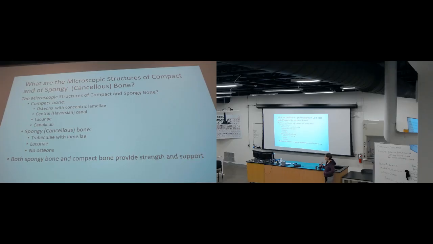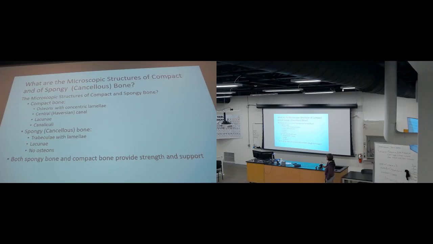And then you also have tiny spaces called canaliculi, through which the cytoplasmic extensions of the osteocytes travel, so that different osteocytes can share nutrients and signals, so that they can form a strong bone. So that's the structure of compact bone.